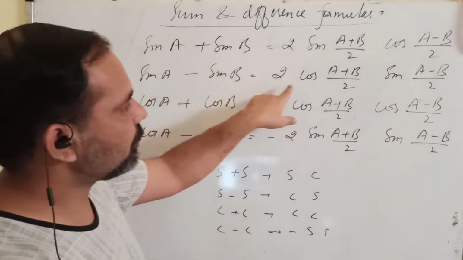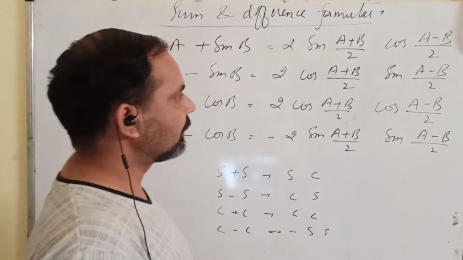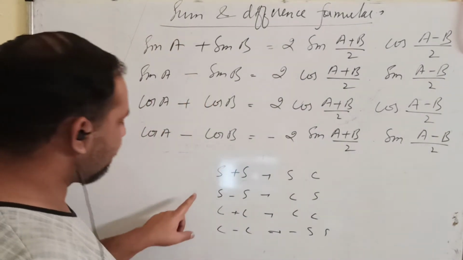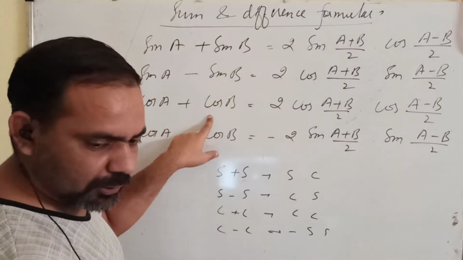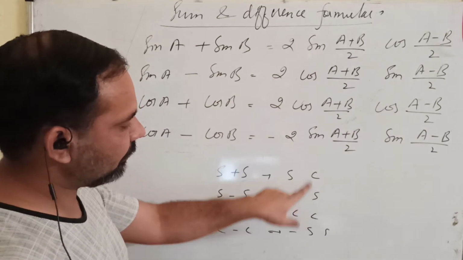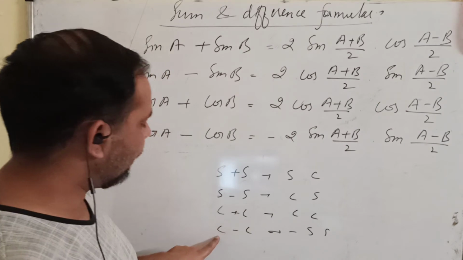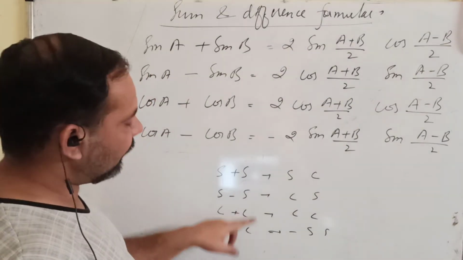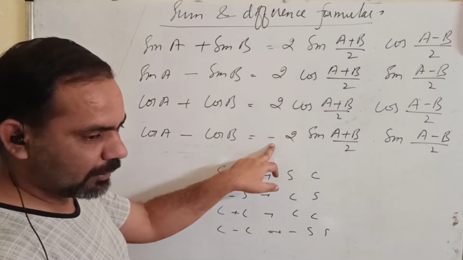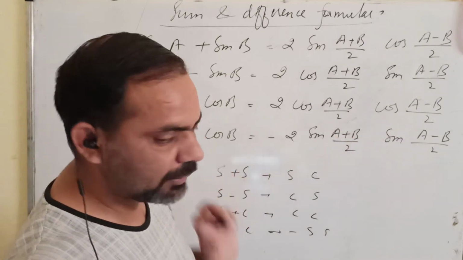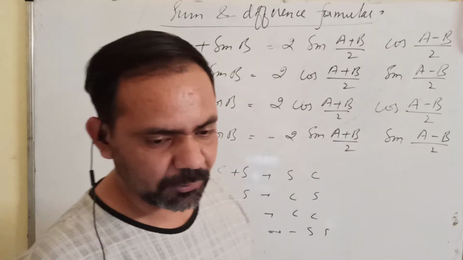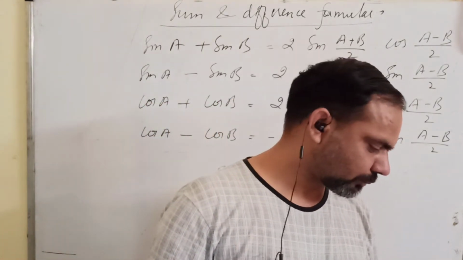So sin A minus sin B is 2 cos A plus B by 2 and sin A minus B by 2. Then C plus C, now you have both cos, so with both the angles you will have cos and cos. And when you have C minus C, then you will just put a minus here and both the ratios will be sine. This is the method how I remember these formulas.